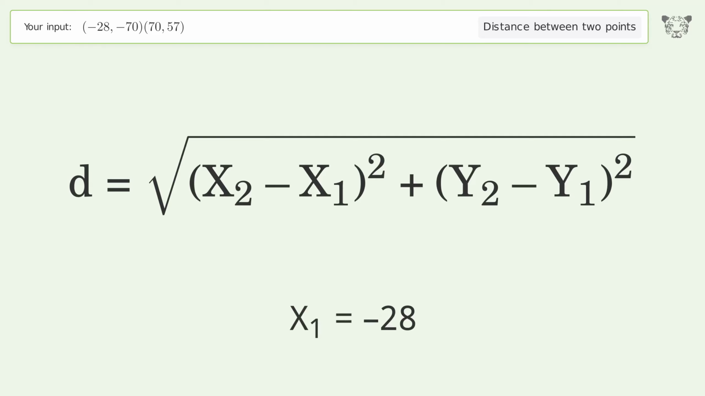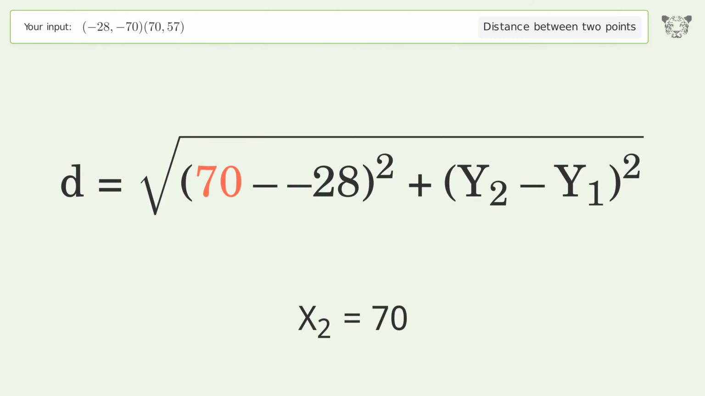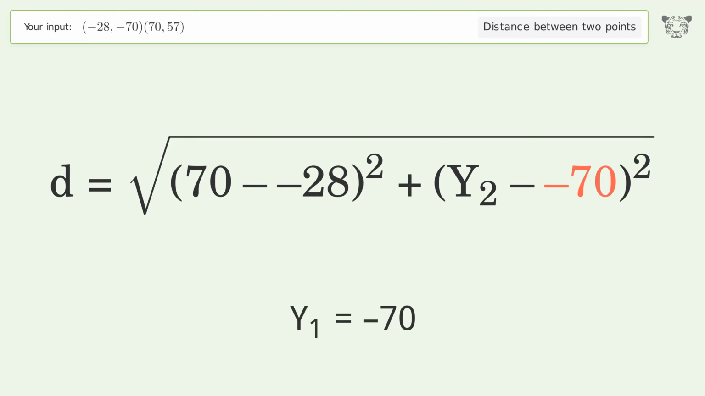x1 equals -28. x2 equals 70. y1 equals -70. y2 equals 57.